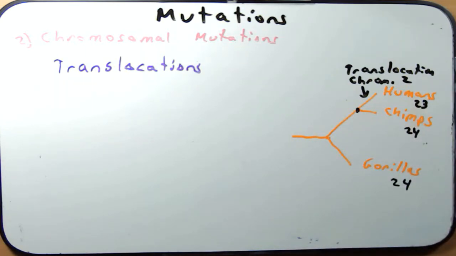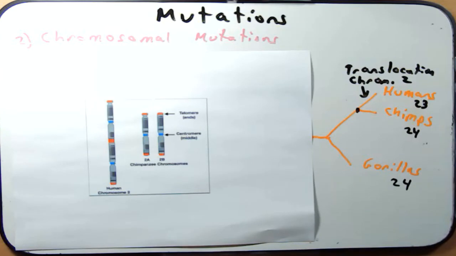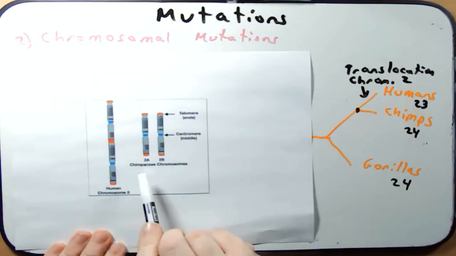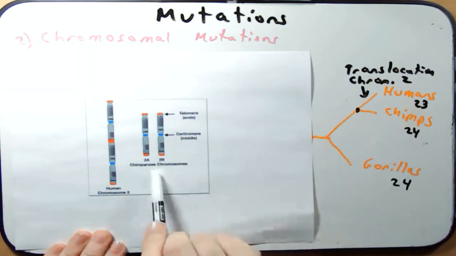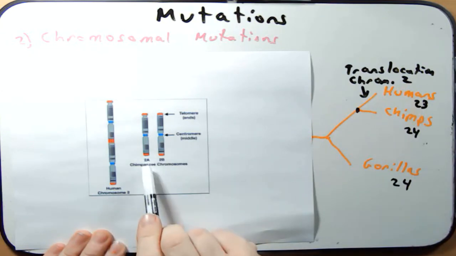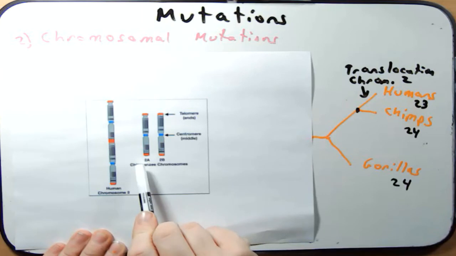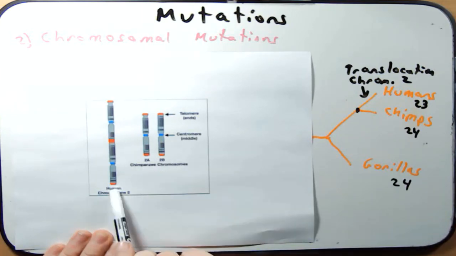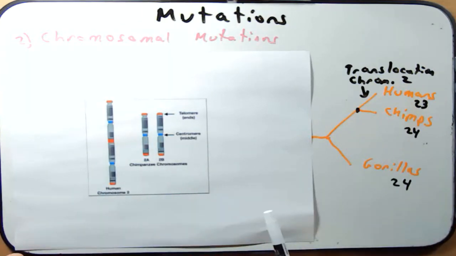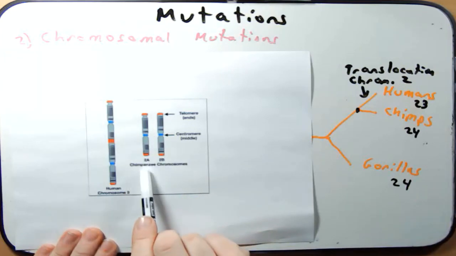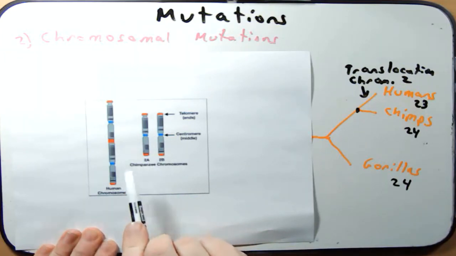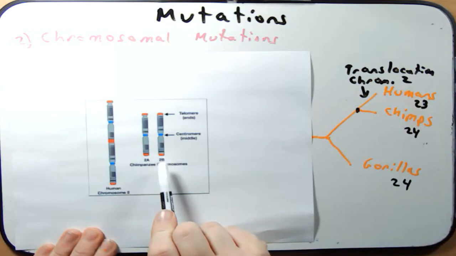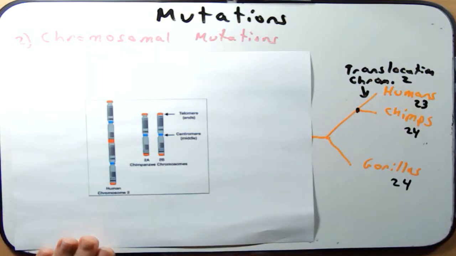Let me show you a picture of it. In humans, we have a single human chromosome 2, but in chimpanzees, there are two chromosome 2s. One's 2A and one's 2B. When you combine these because of a translocation event, you get chromosome 2. We know this occurred because the genes on 2A correspond to half of our chromosome 2, and the genes on 2B from chimpanzees correspond to the other half of our chromosome 2.